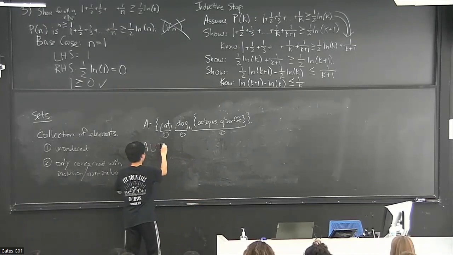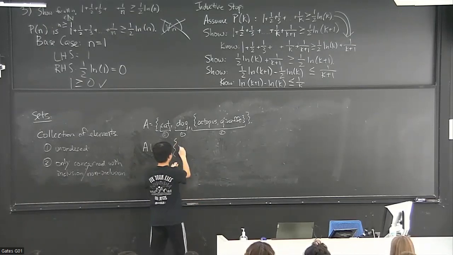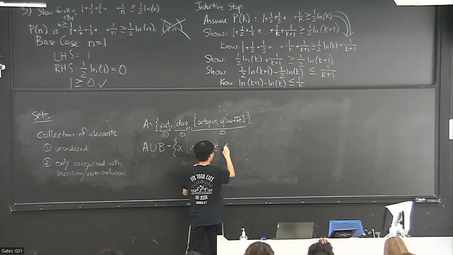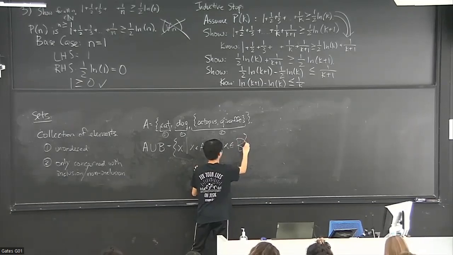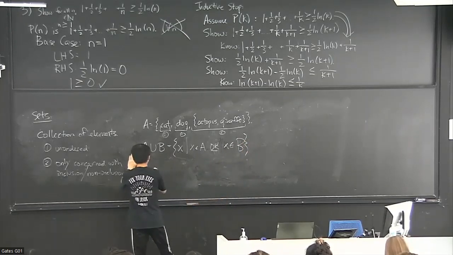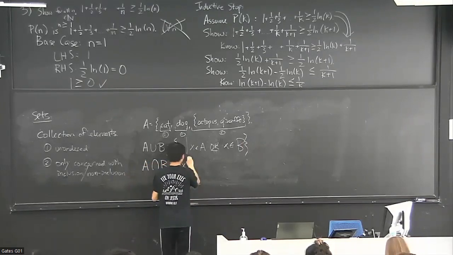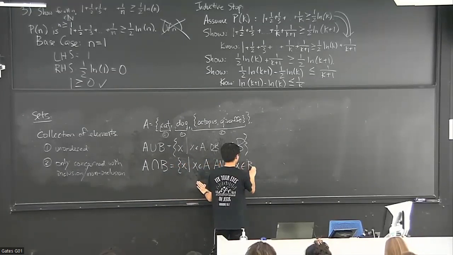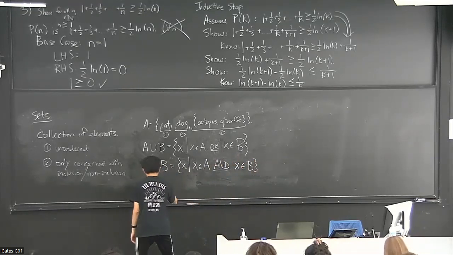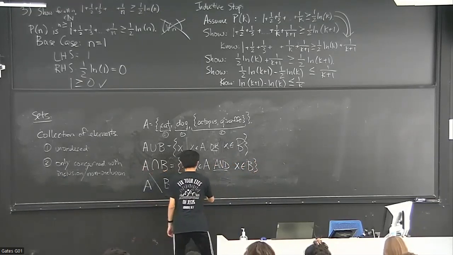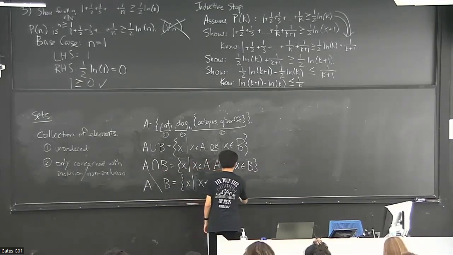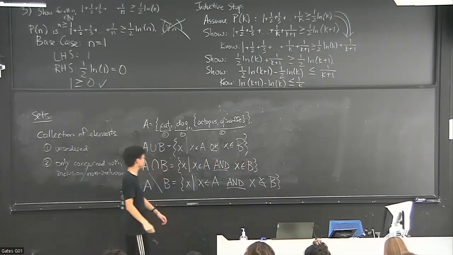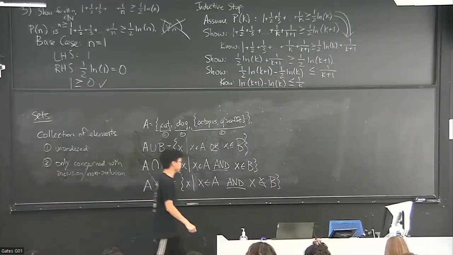A few definitions. A union B is the set of elements where x is in A or x is in B. A intersect B is the elements where x is in A and x is in B. A set difference B is the elements where x is in A and x is not in B. A few more definitions.